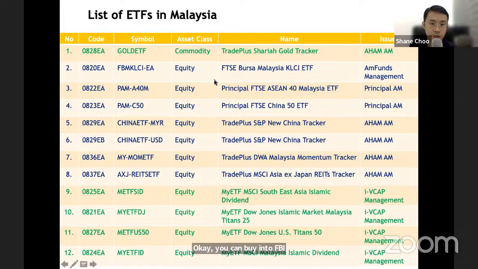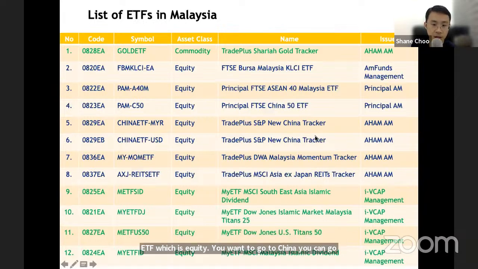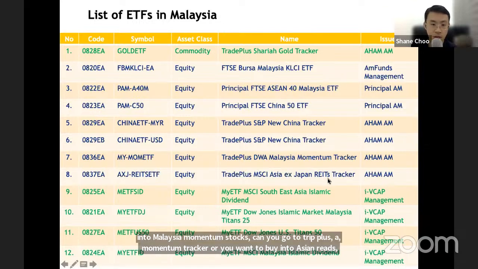If you want to get exposure to the ASEAN market, you can go to the Principal ASEAN 40 Malaysia ETF, which is equity. If you want to go to China, you can go to the China 50 ETF or Trade Plus New China Tracker. If you want to get into Malaysia momentum stocks, you can go to the Trade Plus Malaysia Momentum Tracker, or if you want to buy into Asian REITs, you can go to Trade Plus MSCI Asian ex Japan REITs.